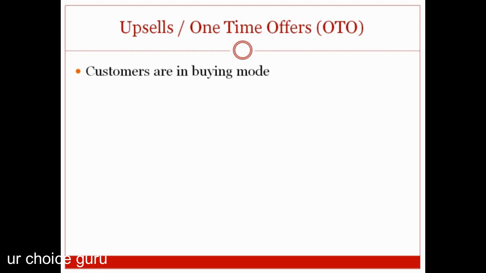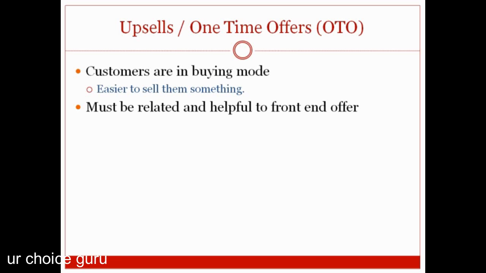So the reason why one-time offers are very, very powerful is because customers are in a buying mode. So they just purchased your front end product and you provide them with a one-time offer that is related to the front end product. So upsells and one-time offers, they are easier to sell once the customers are in buying mode. So like I said earlier, it must be related and helpful to the front end offer.